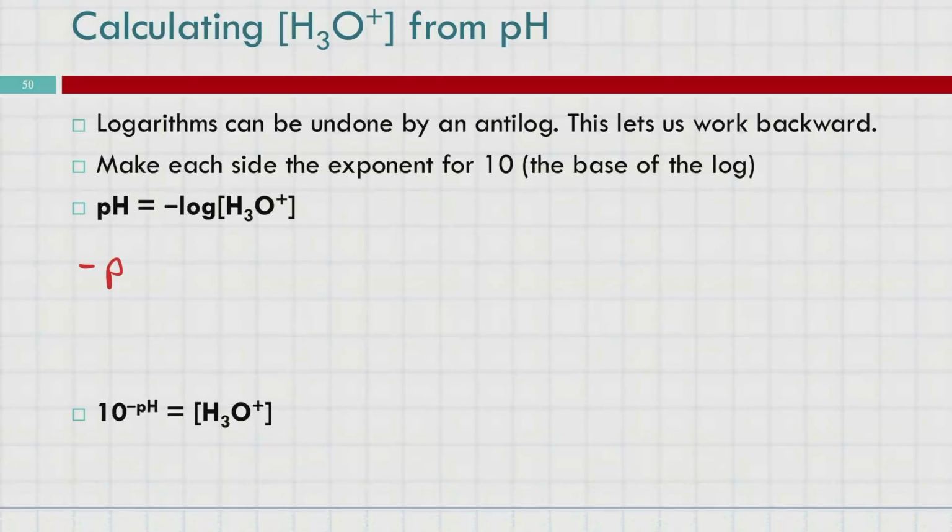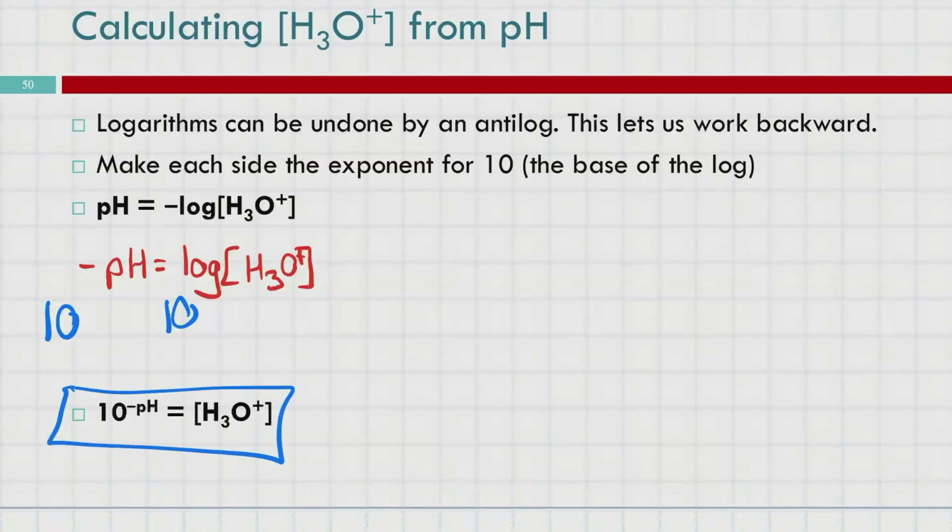First, we would multiply both sides by negative 1 to get to that. And then we would raise both sides as the exponent of 10, which is called an antilog. So this is the important equation, and I'm just showing you very briefly the quickest possible way to get to that.